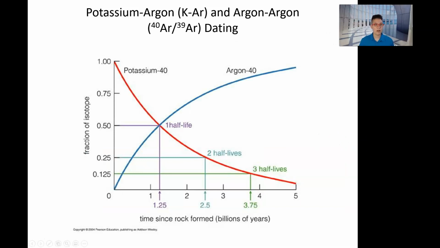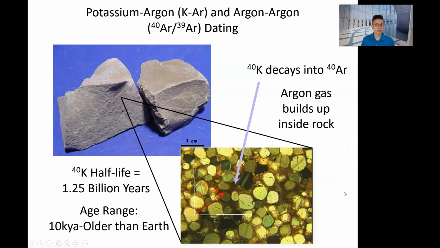So here is a graph of the half-life of potassium-argon decay. So potassium 40 decays eventually into argon 40. So potassium 40 is decreasing in a sample as argon 40 is increasing in a sample. And the half-life of potassium-argon is 1.25 billion years. So we can actually use this to date things that are about 10,000 years old to older than the age of the Earth. Argon-argon dating works in the same way. Argon 40, as soon as it appears as decay of potassium 40, immediately starts decaying into argon 39. So sometimes we use that parent-daughter isotope pair.